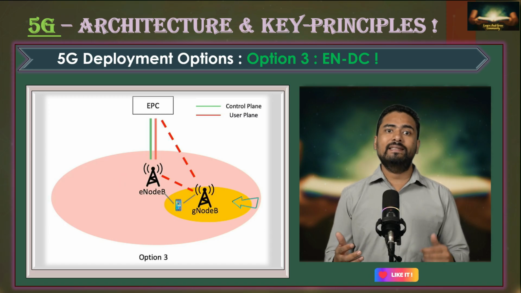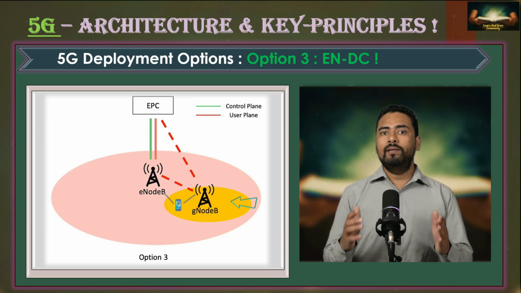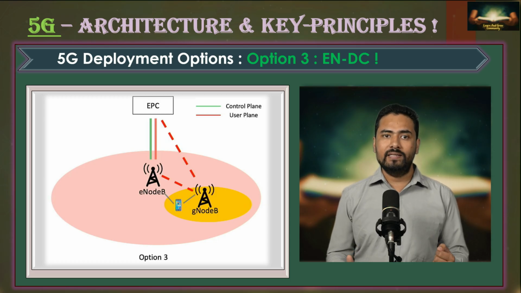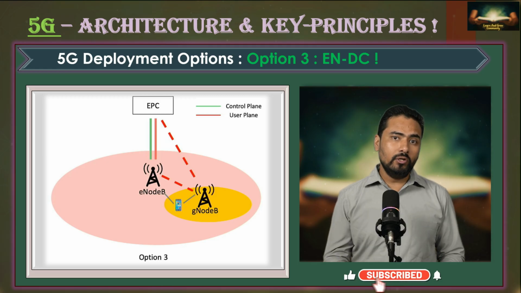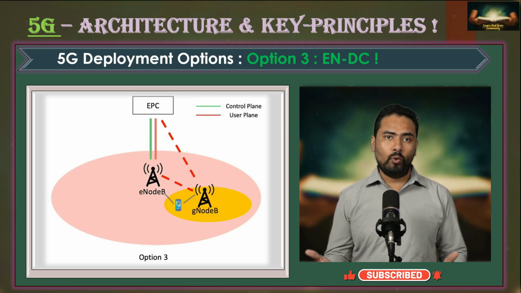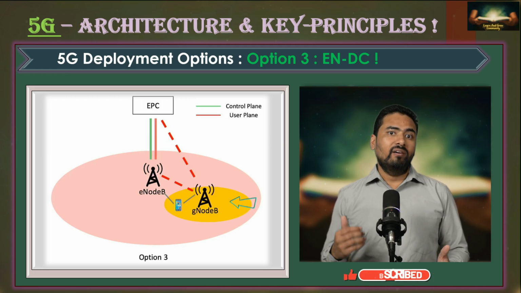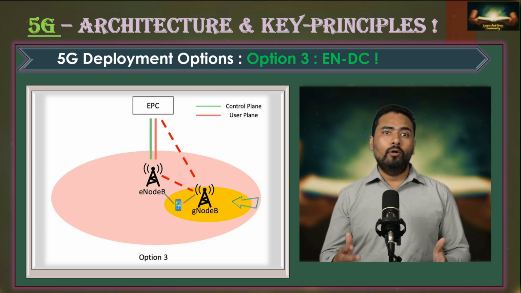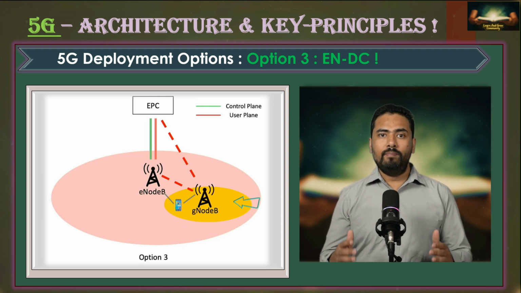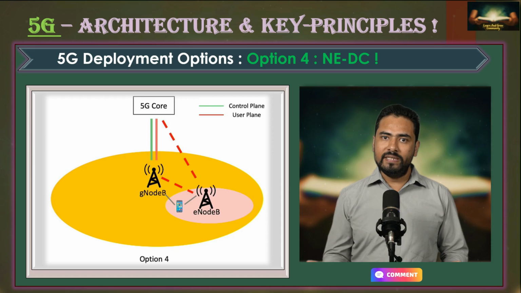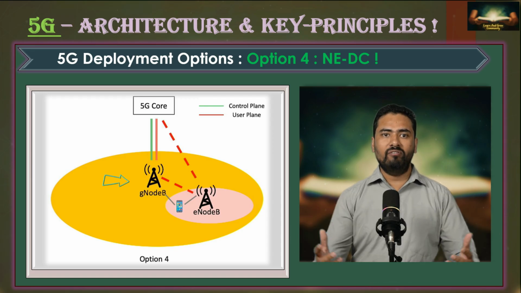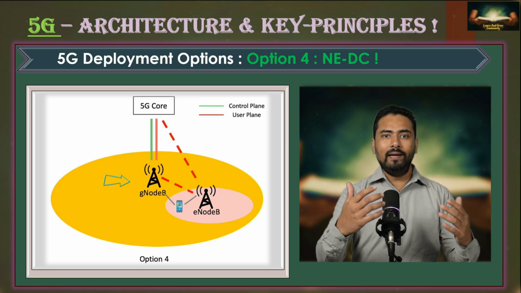If LTE connected to the 4G core is the primary radio access technology and the new radio, or NR, is serving as a secondary radio access technology, then this setup is called ENDC, or option 3. This configuration is especially useful when NR coverage is spotty. Wherever NR coverage is available, the network can utilize NR or 5G performance by using it as a secondary carrier.